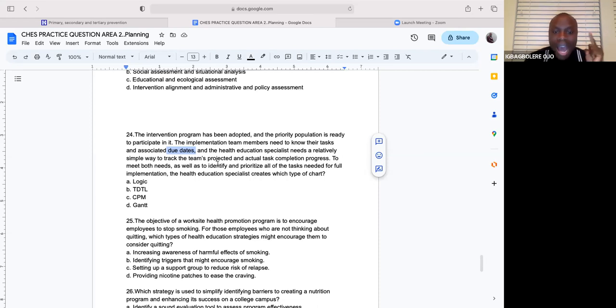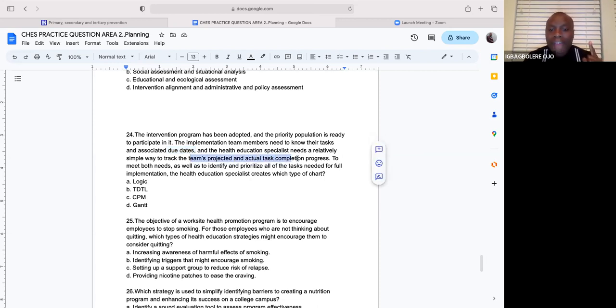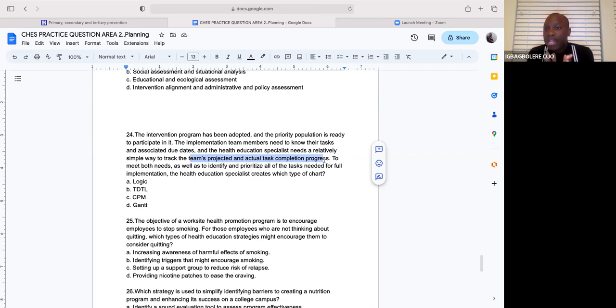CPM does not allow you to look at the progress rate of the team. In CPM, you're unable to do that. However, in Gantt chart, if you have done a Gantt chart before, you would know by reading this question. It is Gantt chart, because a Gantt chart allows you to start the program in that chart, allows you to write down the dates of completion, allows you to monitor the date, allows you to look at the progress rate per time, because it is a continuing chart, okay?